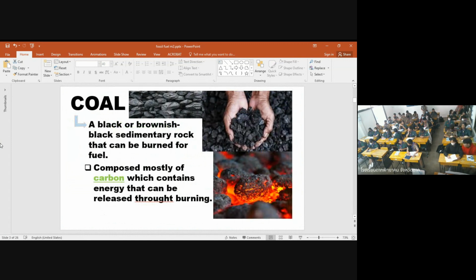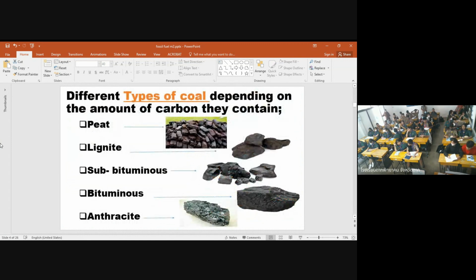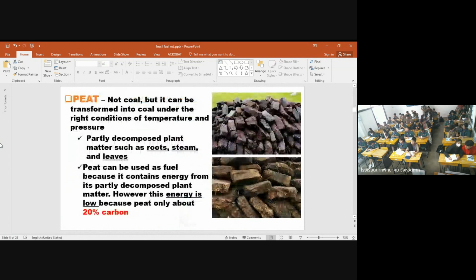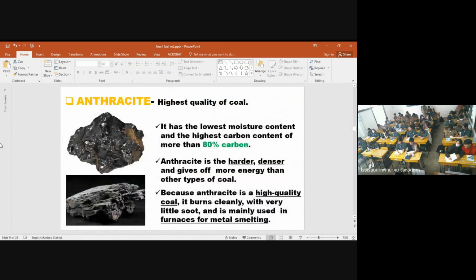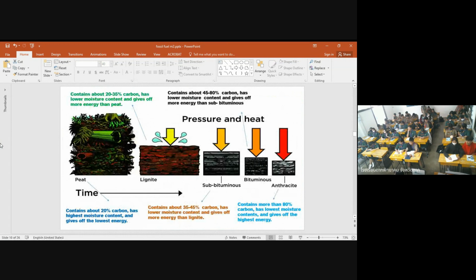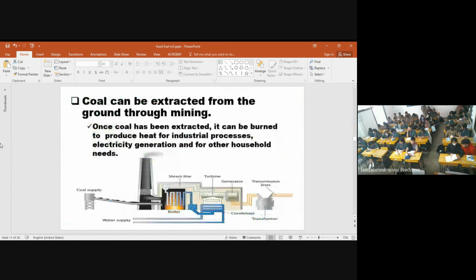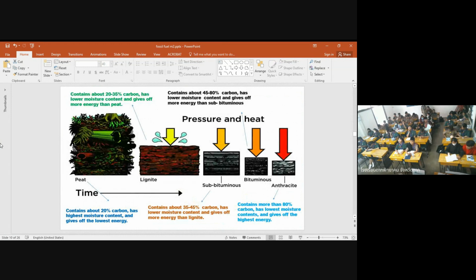Again, we have coal, the different types of coal and the carbon that they contain. If you remember, we discussed the types of coal last week, and the amount of carbon in each type. Now, how much carbon is in peat? We have 20%.